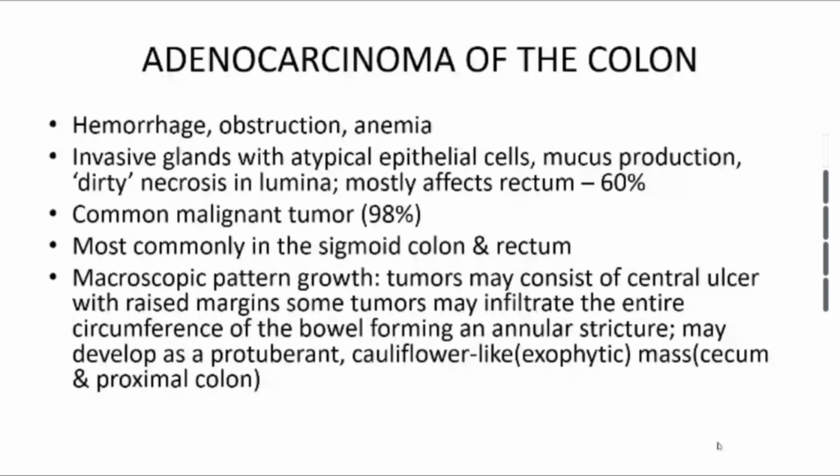So looking at the microscope after preparation, of course, you're likely to see invasive glands with atypical epithelial cells. And there's usually some mucus production. There's what they call dirty necrosis in the lumina. So within the lumen, you'll see a necrosis that looks dirty, so to speak. And it mostly tends to affect the rectum. In 60% of the time, it tends to be in the rectum. So that's why you will see anorectal carcinoma. Most of the time you talk of colorectal. So most of the time, 60% of the time, it is likely to affect the rectum.